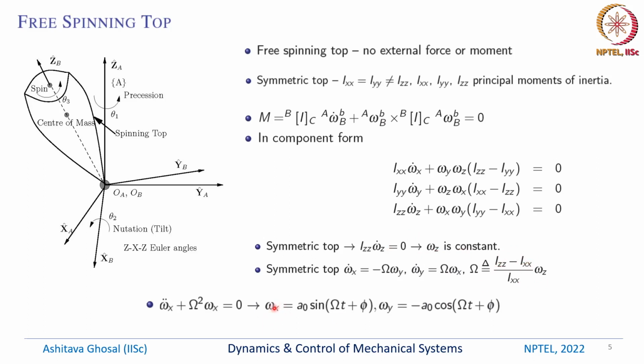So hence this omega x component is some a0 sine omega t plus phi. So this is the simple second order equation with omega square positive, so hence the solution is some sine omega t plus phi. And omega y can be written as omega x dot divided by minus omega. So we will get another equation which looks like this, which is minus a0 cos omega t plus phi, whereas omega x is plus a0 sine omega t plus phi.